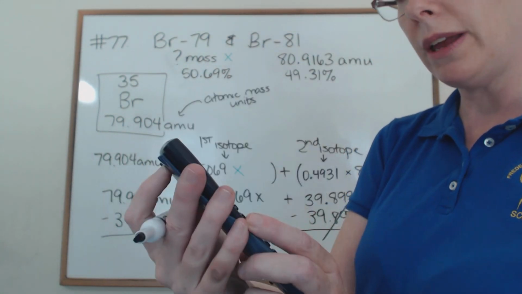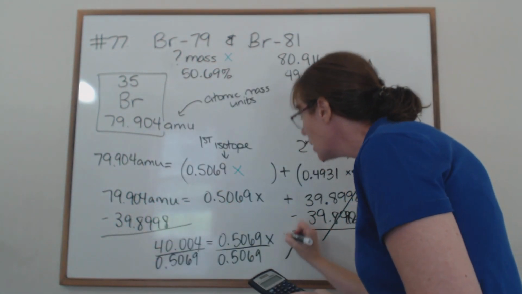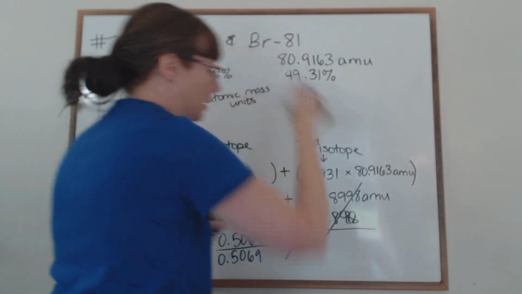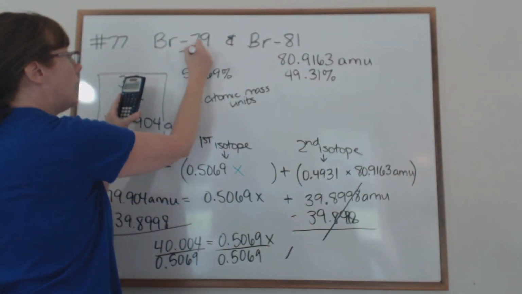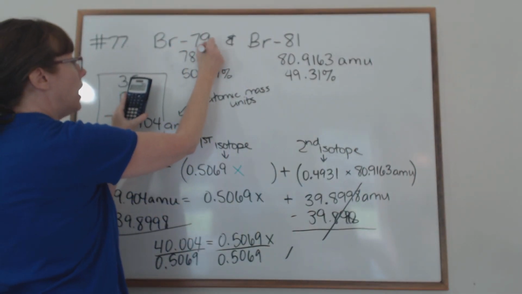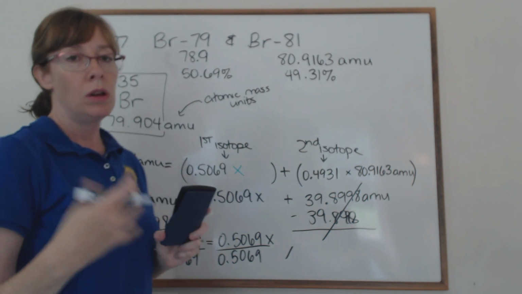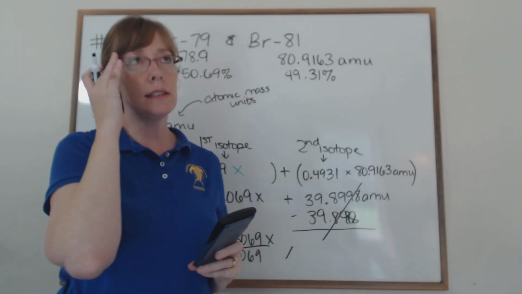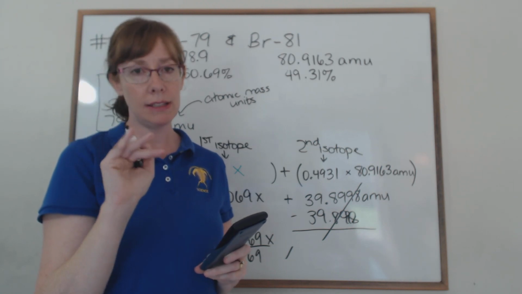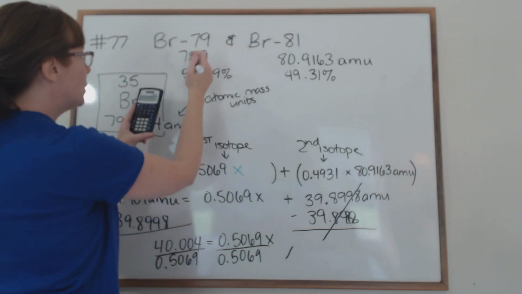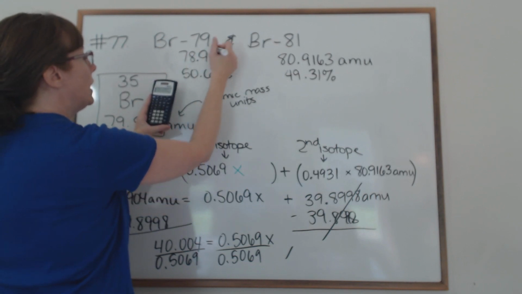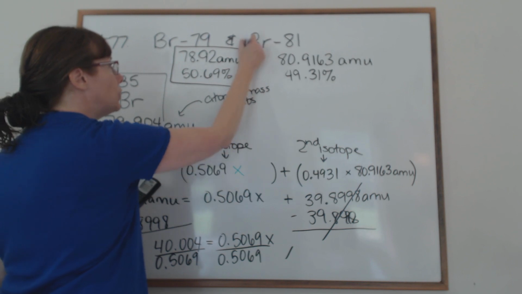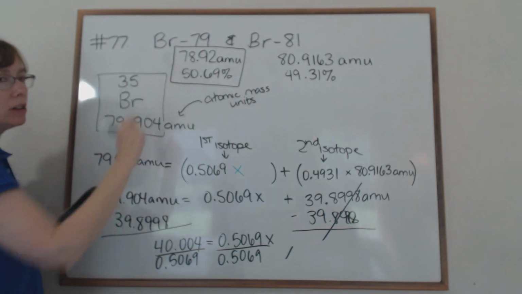I get 78 point, actually, let me write the answer up here, because this is the answer. 78.9, and I would have to ask you how many digits to present or how many decimal places. The thing is that we haven't talked about sig figs yet, so we're not going to worry about that quite yet. Let's just do 2 decimal places. 78.92 atomic mass units, and that is the answer, or at least it should be. Certainly you can see that it's very close to 79.